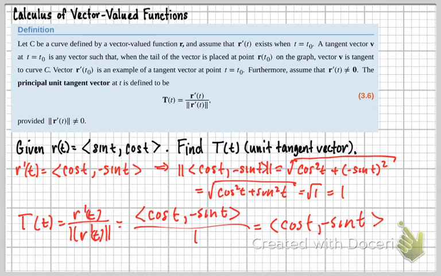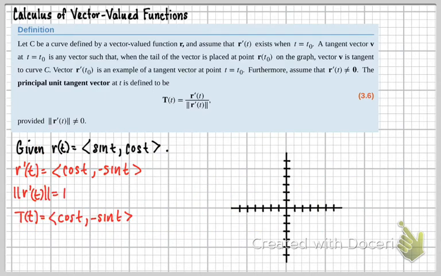Now I want to do one more thing with this. I wanted to pick a t naught, some value there, and I just wanted to show you how this vector actually looks geometrically, on the graph of sine of t, cos of t, the r of t that we have here. So now graphing r of t, if I pick 0 for t, the first value then is going to be 0, 1. So that vector is going to be 0, 1.